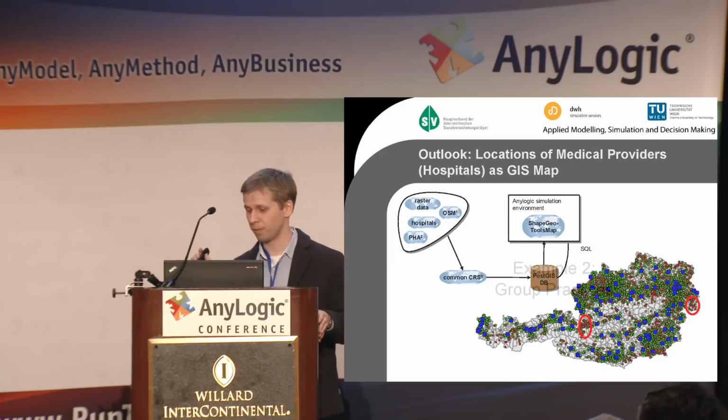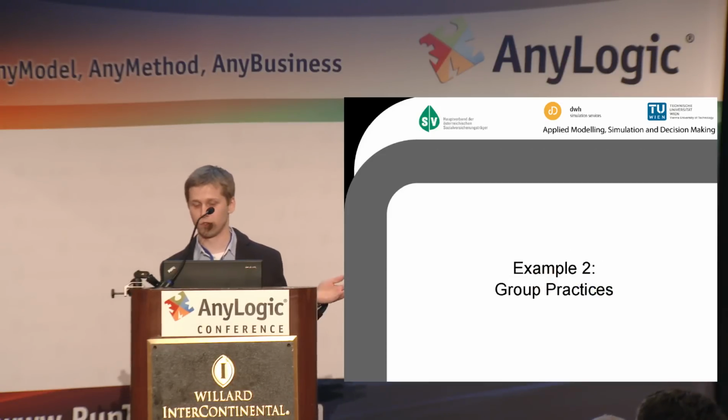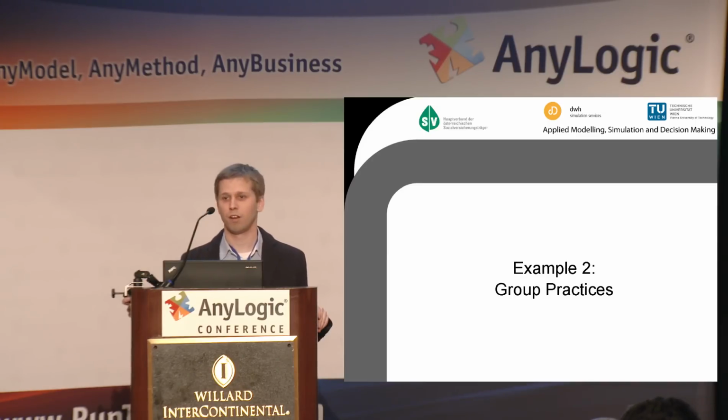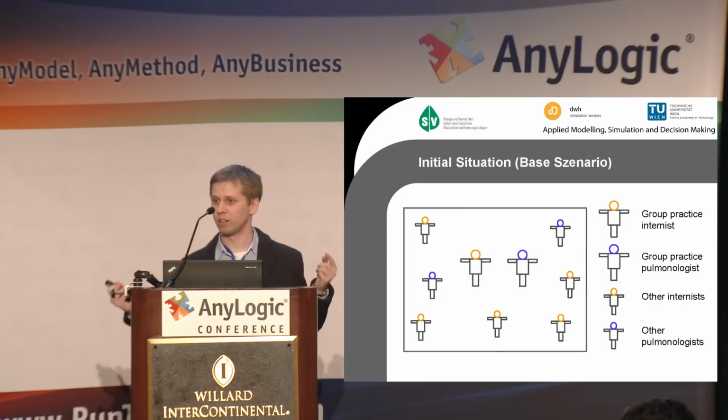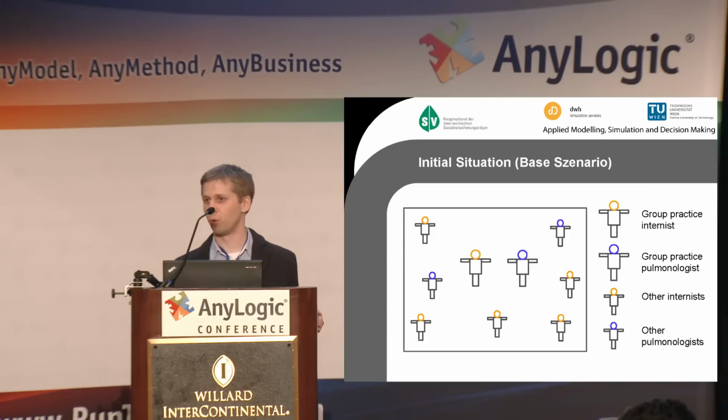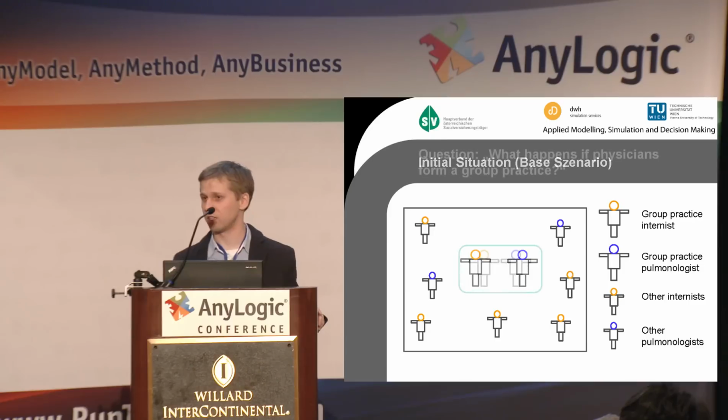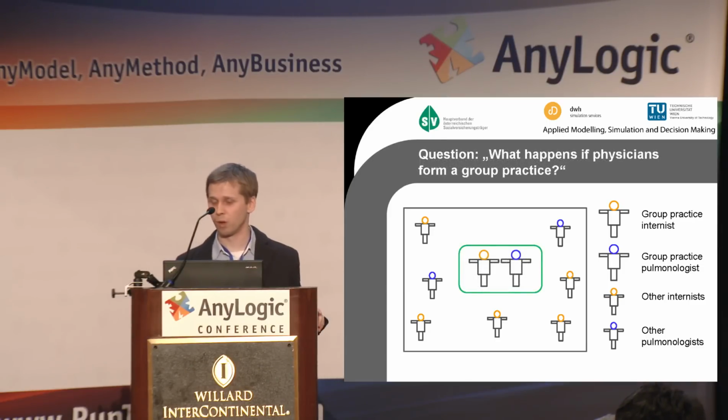Then the second example is also for the social insurance. They wanted to know what would happen when group practices would be implemented. So group practices where doctors from different specialties would work together. In this case, we looked at two specialties, the internists and the pulmonologists, and there would be two providers which go together in a group practice and which are potentially paid in another way, and we wanted to know what would happen.